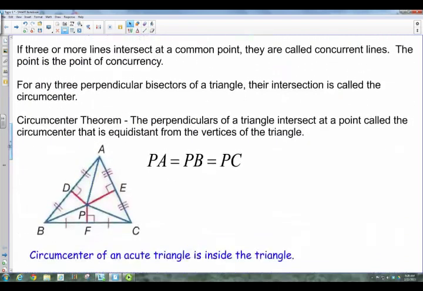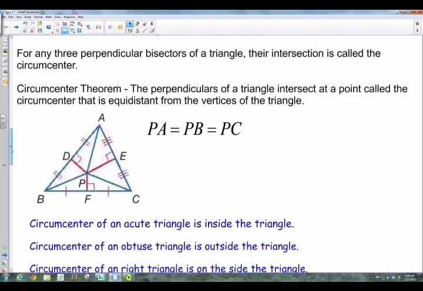Now what this leads to is a couple different points, and we're going to talk about these points. Like I said, there's two videos. The second video is going to cover a few more. If you have three lines that intersect at a common point, those lines are called concurrent lines. The point is called the point of concurrency. We're going to see a few of these points of concurrency in the next few minutes.